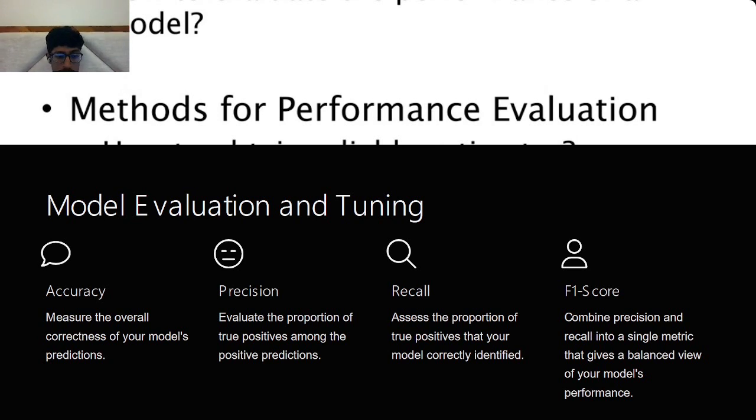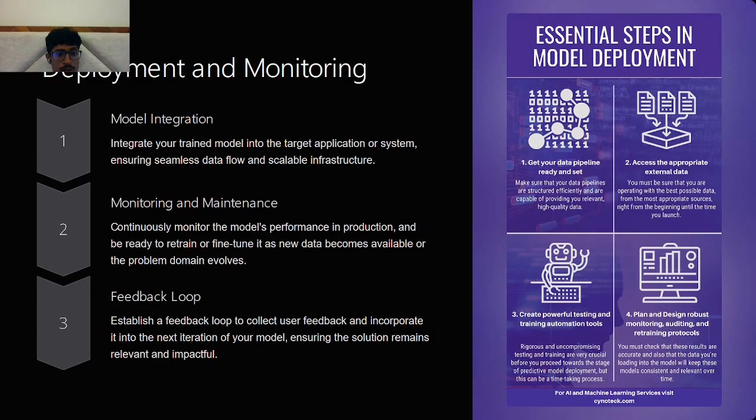So accuracy is the overall correctness, how correct your model is going to be in its predictions. Precision evaluates the proportion of true positive outcomes among the positive predictions. Recall assesses the proportion of true positives your model has correctly identified. And F1 score is a combination of precision and recall into a single metric, which will give you the model's performance.